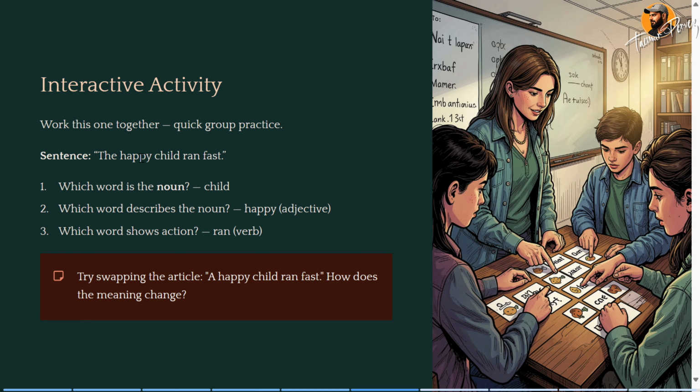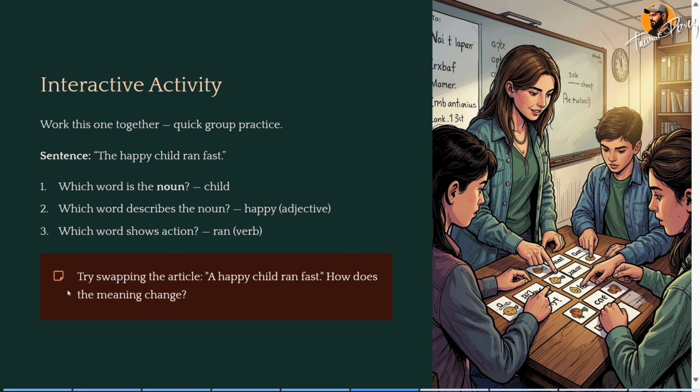तो हम happy किसको बोल रहे हैं? Child को, which is describing the child, right? तो जो भी word noun को describe कर रहा है, that is an adjective. Which word shows action? Ran. The happy child ran fast. तो ran हो गया हमारा verb.